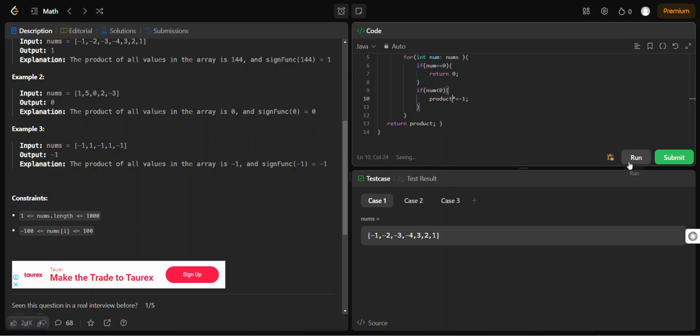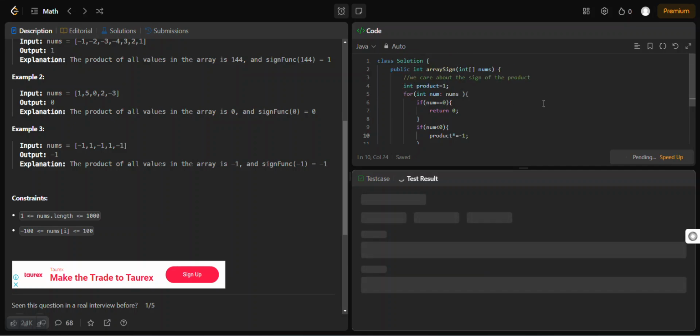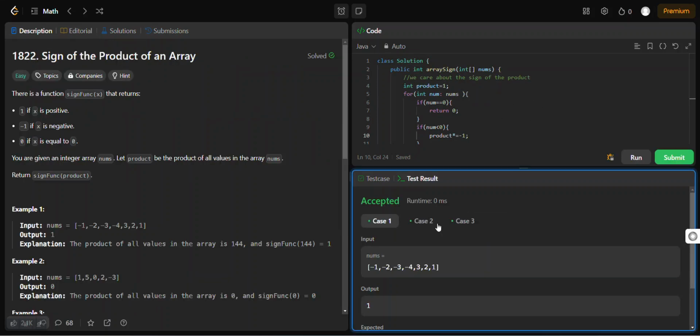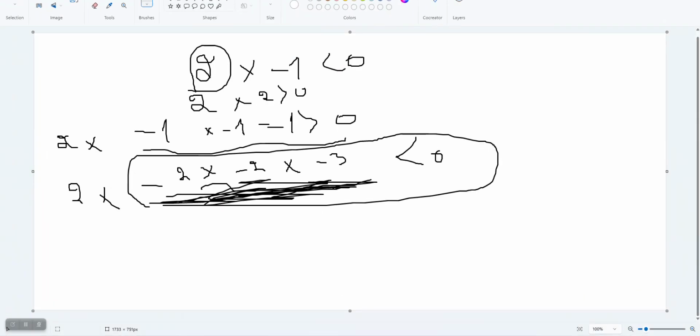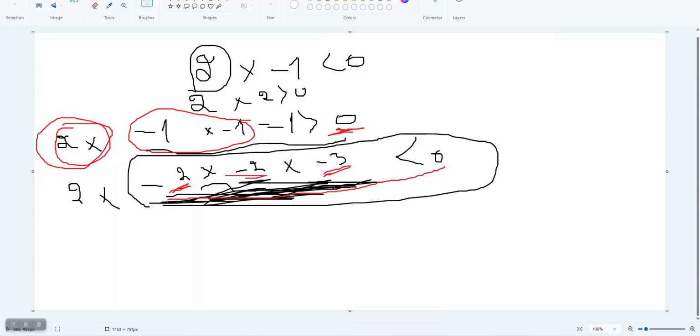Okay, so we are going to check. Accepted. The idea here is we only care about the number of negative integers. When I have an even number of them, the result will be positive, even if I have a positive number here, it will not change anything. But if the number of negative integers is odd, the product will be less than 0.